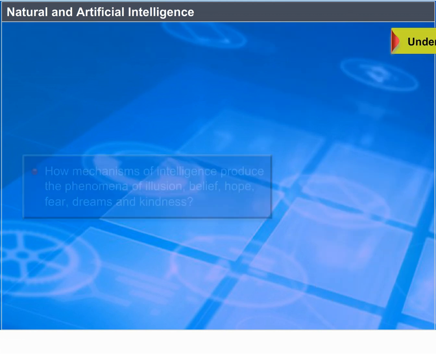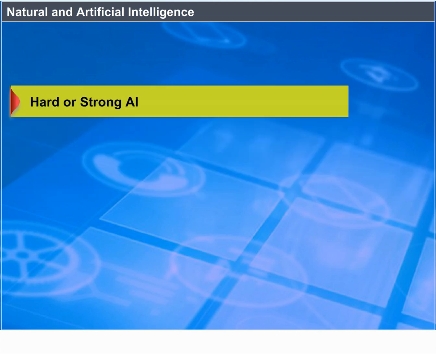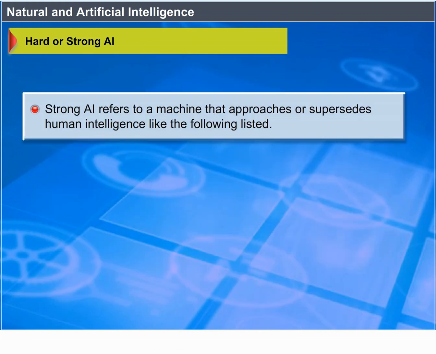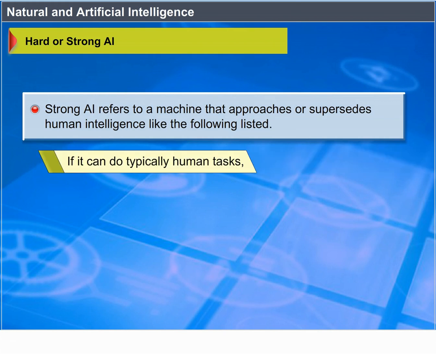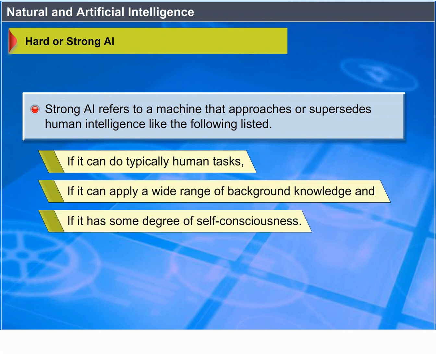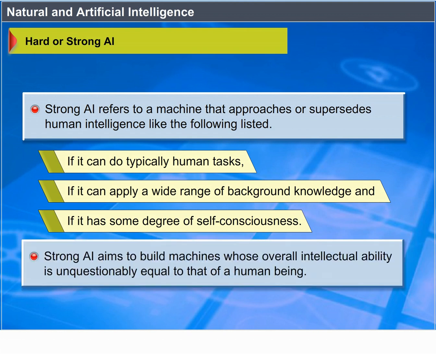Hard or strong AI. Artificial intelligence research aims at creating AI that can replicate human intelligence completely. Strong AI refers to a machine that approaches or supersedes human intelligence, if it can do typically human tasks, if it can apply a wide range of background knowledge, and if it has some degree of self-consciousness. Strong AI aims to build machines whose overall intellectual ability is unquestionably equal to that of a human being.